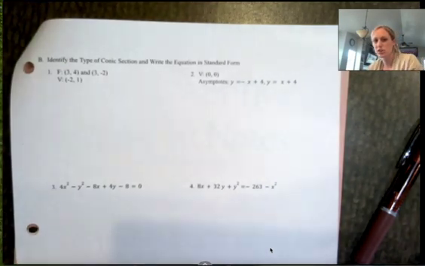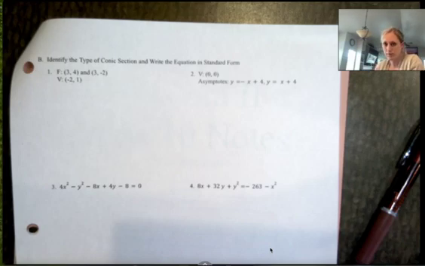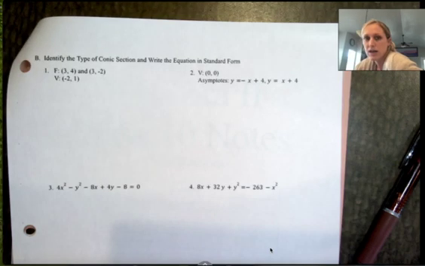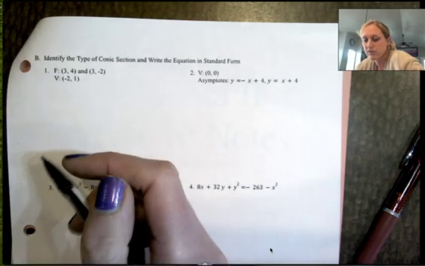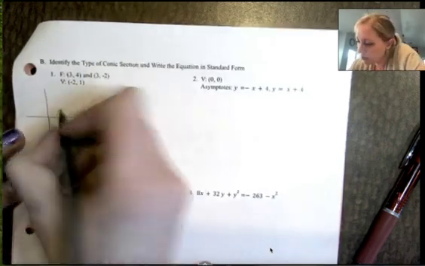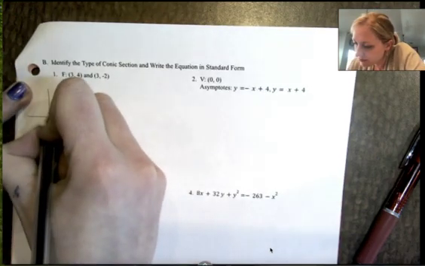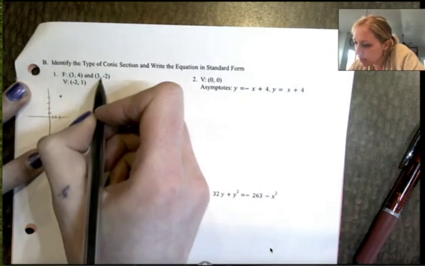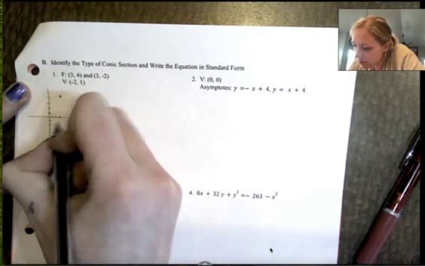All right, the other thing we need to be able to do is look at an equation and identify the type of conic it is. And we also need to be able to put things in standard form. Okay, so this says foci, so right away I know it's not a circle. And the vertex is -2, 1. So let's kind of just get a rough idea of where those are. So 3, 4 is a focus. 3, -2 is another focus.